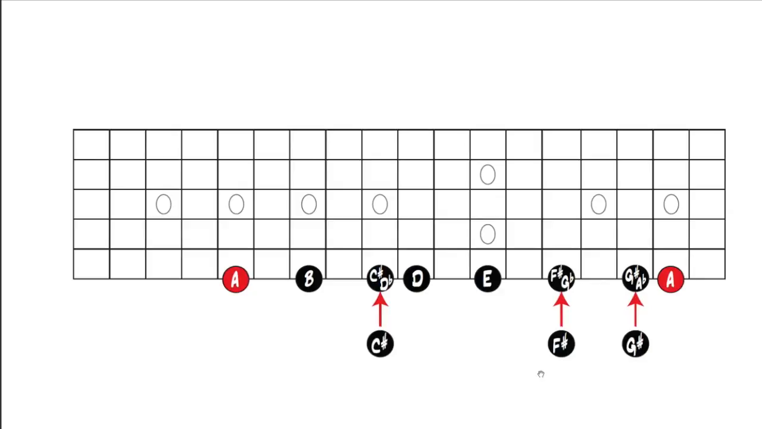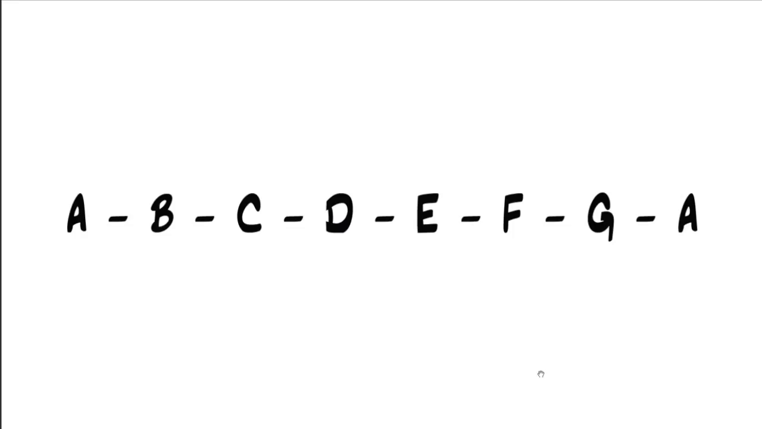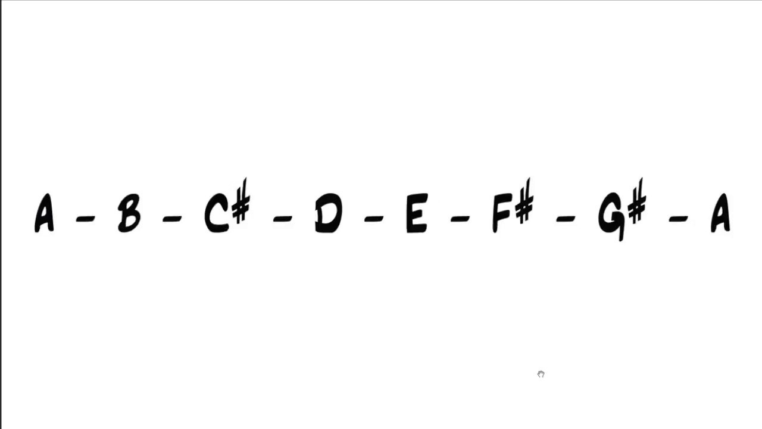It can't be D flat, G flat, A flat. You wouldn't call them those names. So that would be your A major scale. So if we looked at this written out like we looked at it earlier, we would know the C, the F, and the G get sharps.